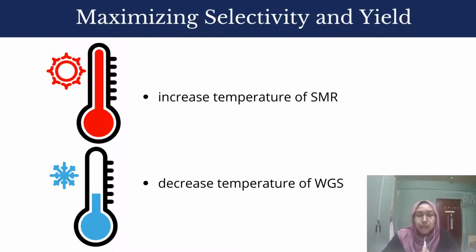And the last method is to decrease the temperature of the WGS reaction. The WGS process is exothermic, releasing heat with a value of negative 41.2 kJ per mole, and the reaction needs to lose energy. In order to favor the forward reaction, the reaction needs to be done at low temperature to increase the conversion.